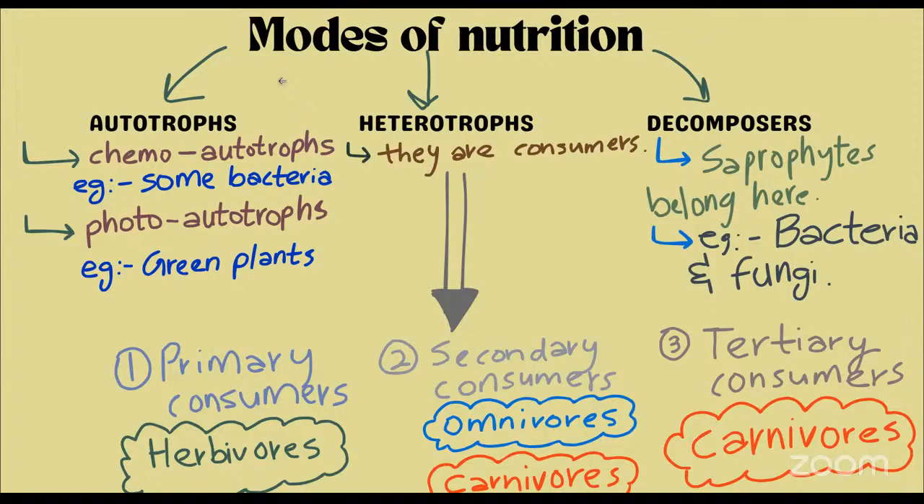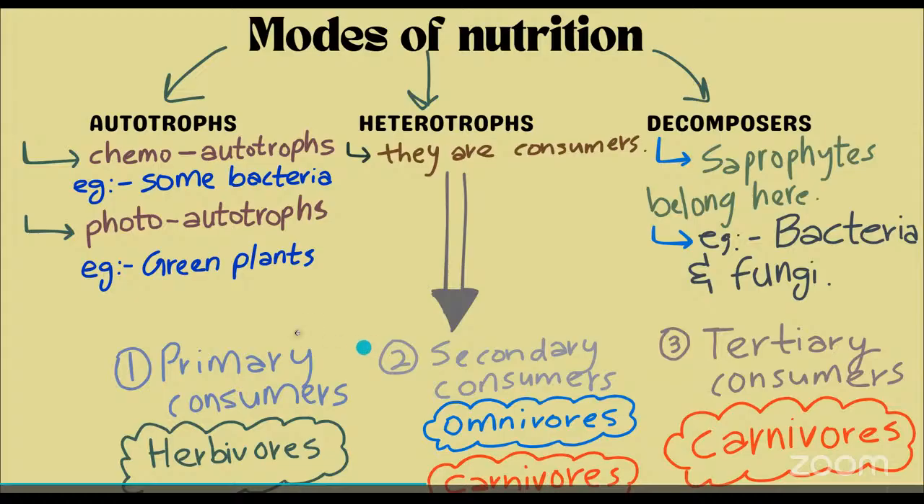When you look at heterotrophs, they are always consumers. They can never be producers. And there are different types: primary consumers, secondary, tertiary, quaternary, and it goes like that. Primary consumers are herbivores. Primary consumers are always going to be herbivores. They are never going to be carnivorous or omnivorous. And secondary consumers can never be herbivores. That makes sense, because you're literally eating another animal.